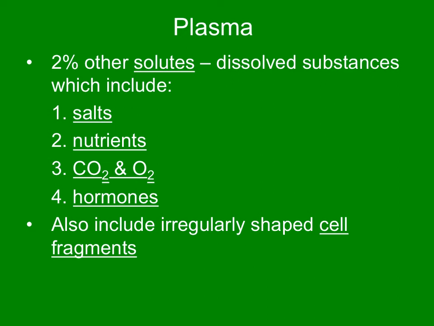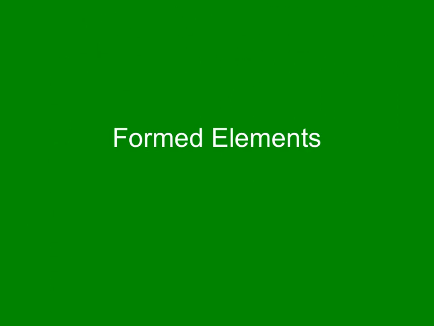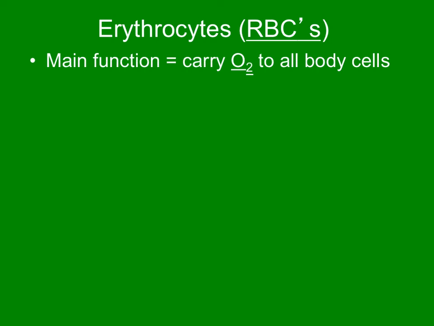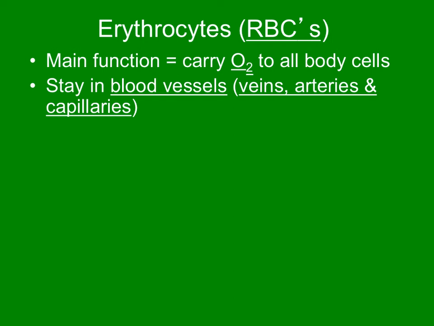All right, so that's the plasma. So let's take a closer look at the formed elements. This includes the erythrocytes, or the red blood cells. Their main function is to carry oxygen to all of the cells of the body. They are to stay in the blood vessels. If you find red blood cells outside of the blood vessels, then that's actually an indication that something is wrong. Red blood cells should not be found outside of the vessels.